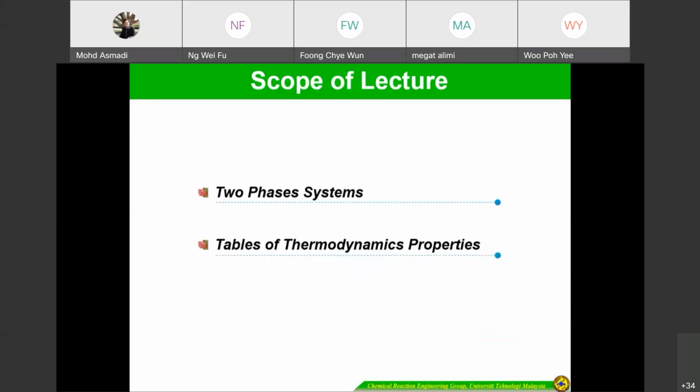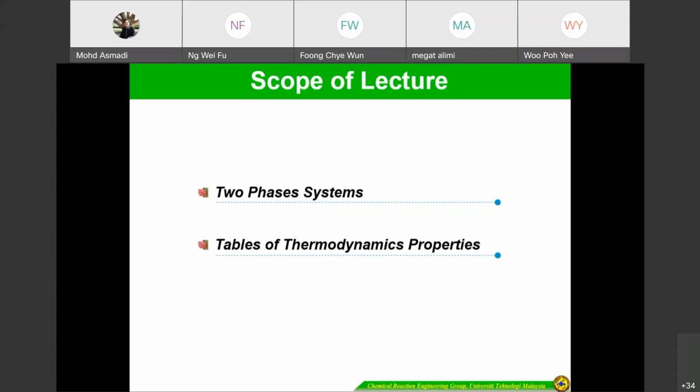Which is a two-phase system for pure substance. Now we are dealing with the two-phase system. After this you're going to deal with the two-phase system in chapter 10, chapter 11, and chapter 12. So what is the criteria for the two-phase system? Generally, in a two-phase system, the fugacity of liquid and vapor should be in equilibrium.